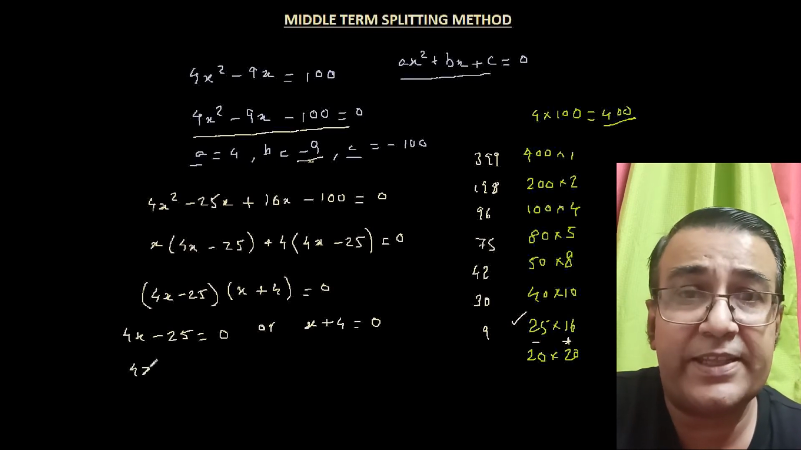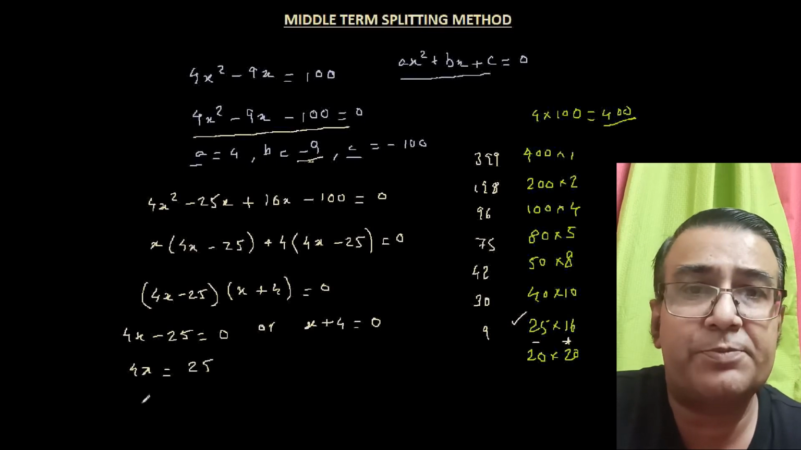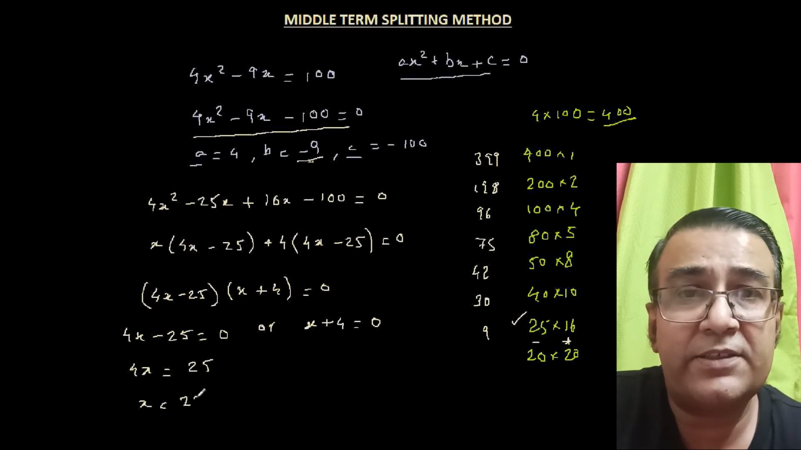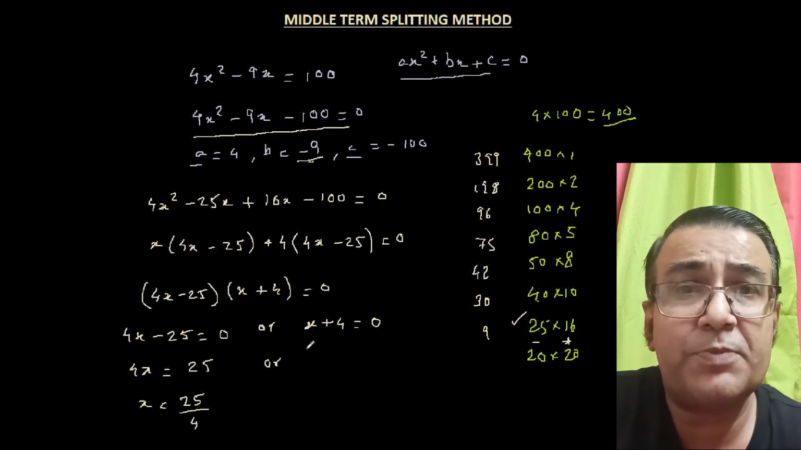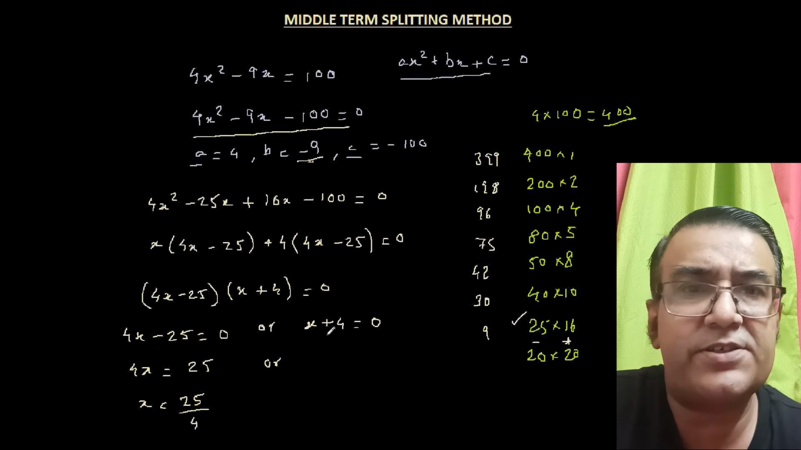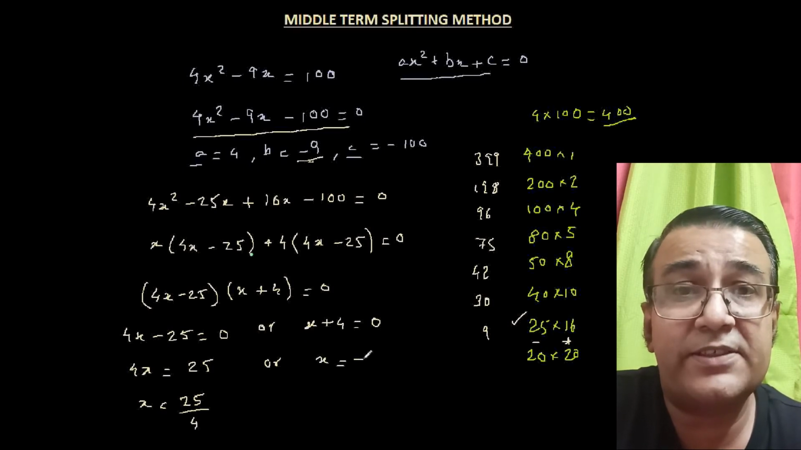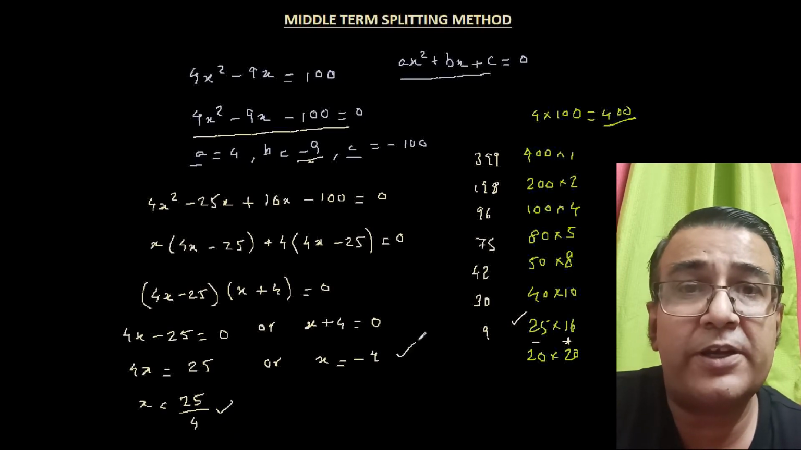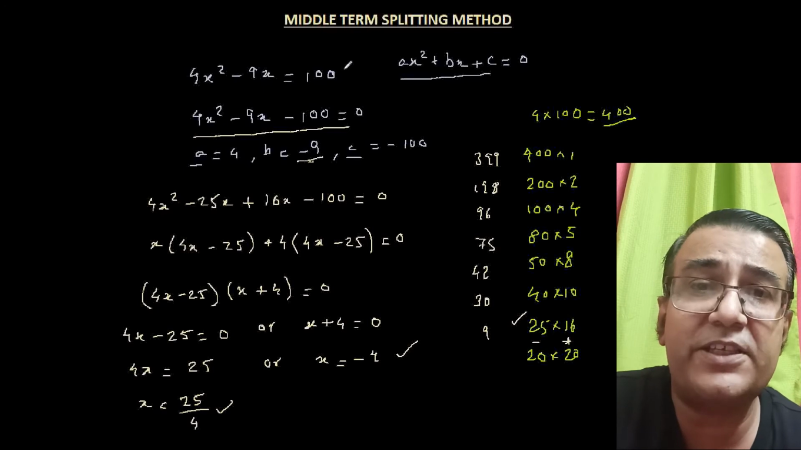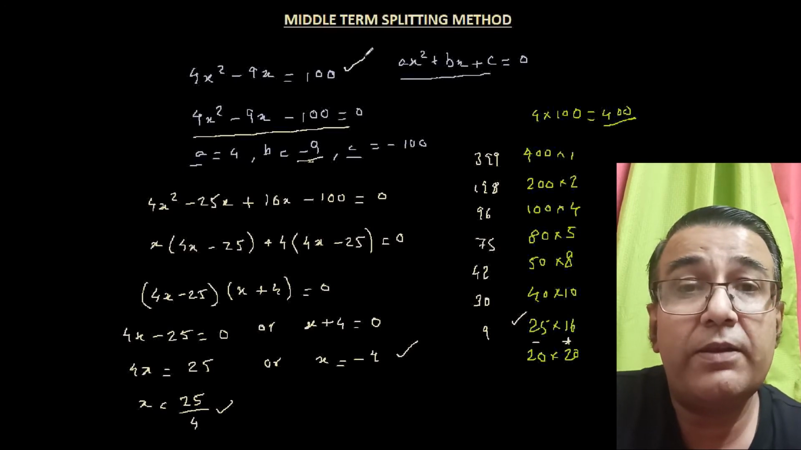And since we have to find the value of x now, we can take 25 to the other side. So we can say that 4x is equal to 25, and then dividing both the sides by 4, we get x is equal to 25 over 4. And in this case, if x plus 4 is equal to 0, then I can just take 4 to the other side, and I'll have a value of x is equal to negative 4. Now these are the two solutions to this quadratic equation, and if you substitute these values back into the quadratic equation, you will find that both the sides will now be equal to 100.